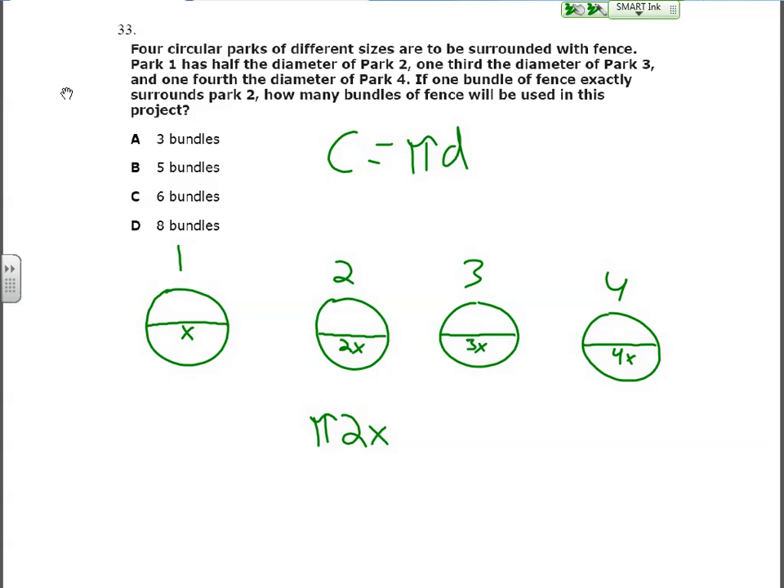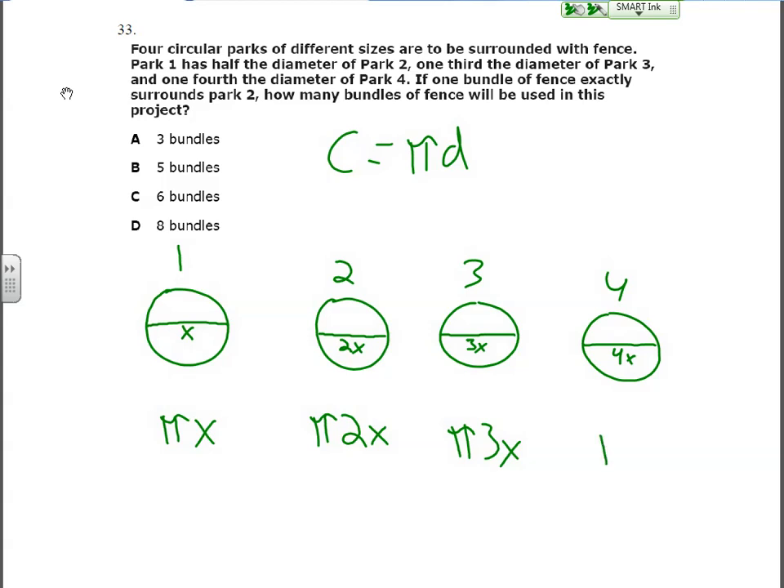Okay. What would the expression be for circle 1 to find the circumference of Park 1? Don't pay attention to any of this, just what's the expression here? Pi times x, right? Because it's pi times the diameter, so pi times x. Which, pi times 2x is double that, isn't it? What would the expression be for this park here? Pi times 3x. And the expression for Park 4?